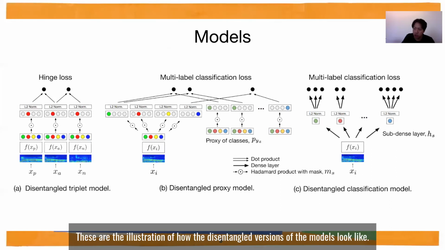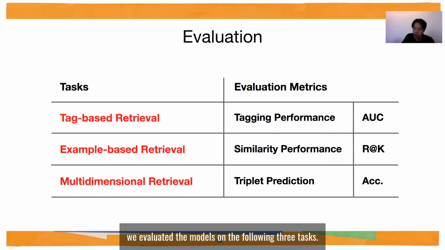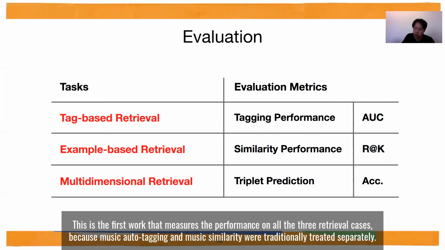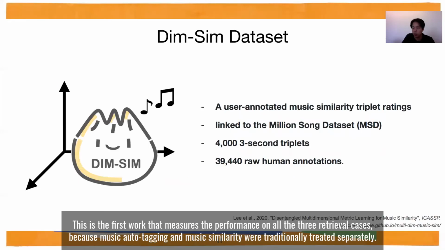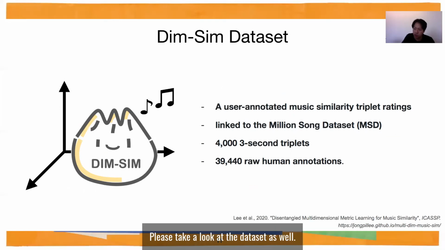These are the illustration of how the disentangled versions of the models look like. To measure the retrieval performance for all the models in a holistic manner, we evaluated the models on the following three tasks. This is the first work that measures the performance on all the three retrieval cases, because music auto-tagging and music similarity were traditionally treated separately. At last, we also developed a user-annotated music similarity triplet dataset that is linked to the Million Song Dataset from our previous work. Please take a look at the dataset as well.